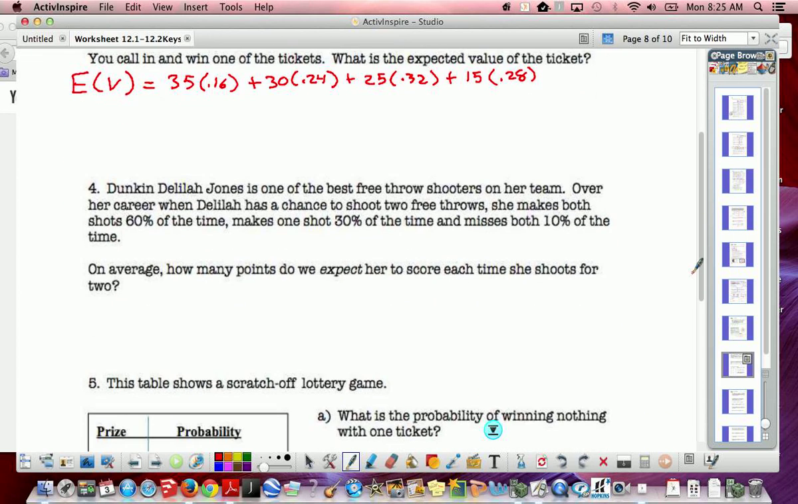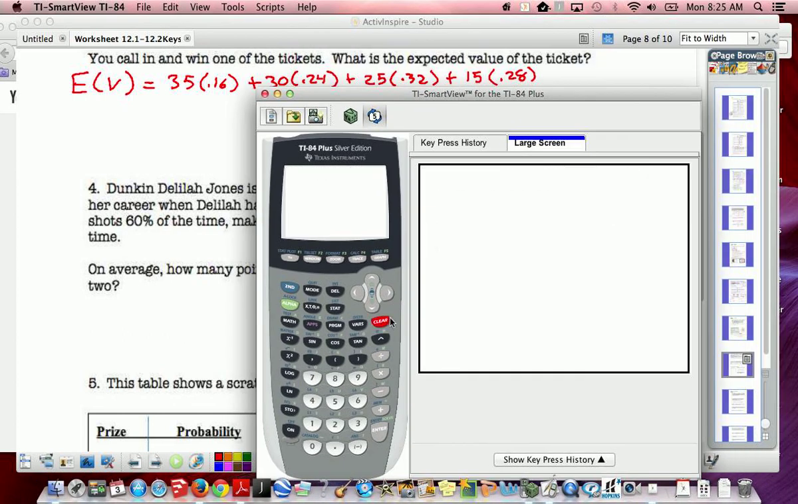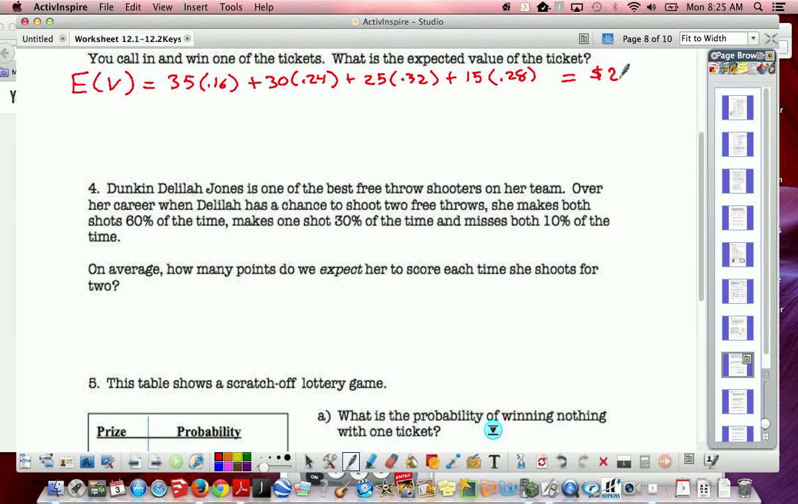So I'm going to type that into my calculator, multiply them up, and get my answer. The average value of a ticket is $35 times 0.16, plus $30 times 0.24, plus $25 times 0.32, plus $15 times 0.28. Hit enter, and lo and behold, the average value of a ticket is $25.